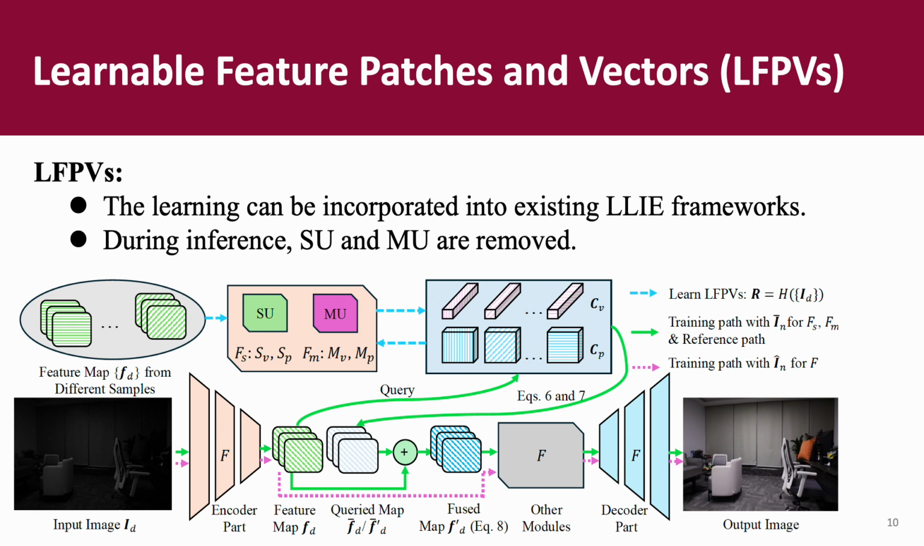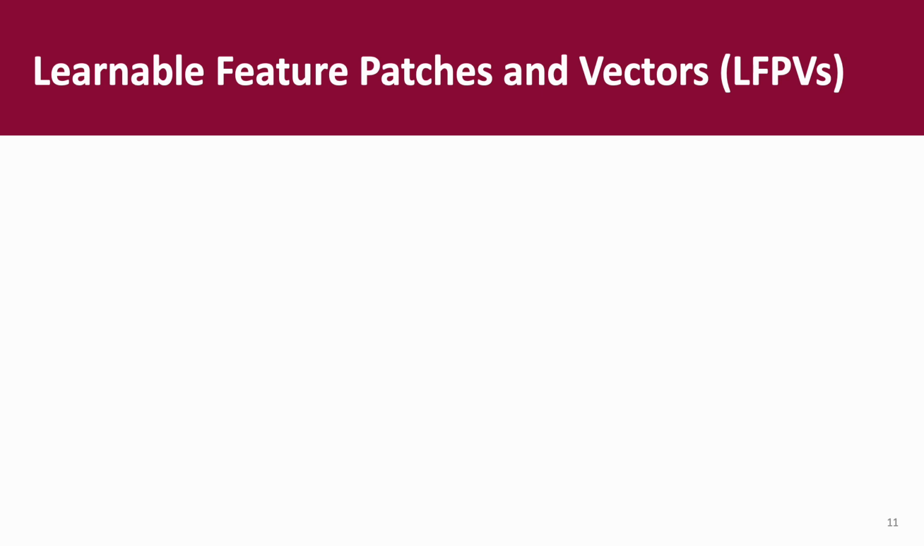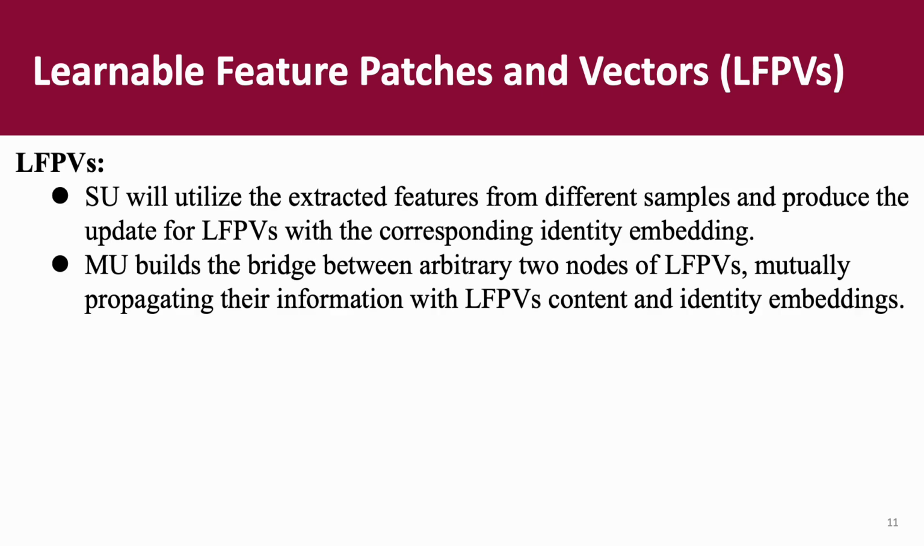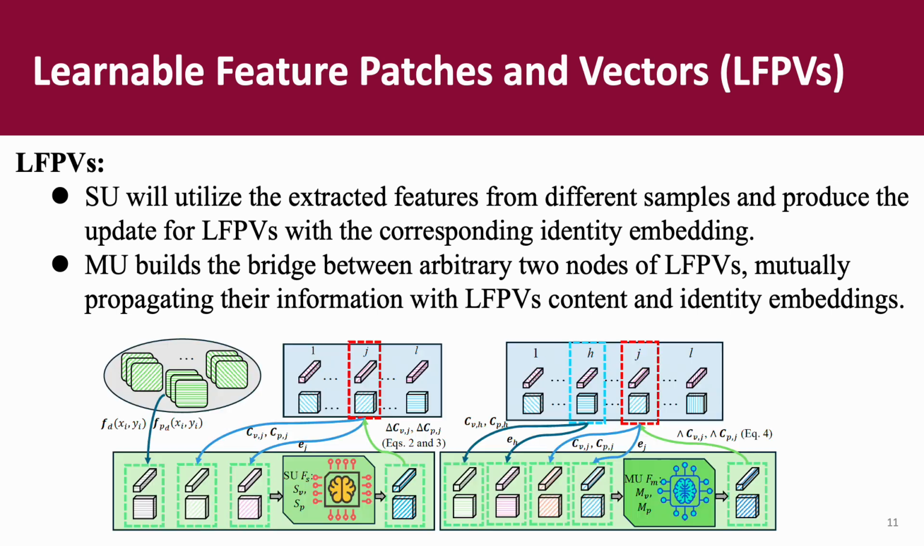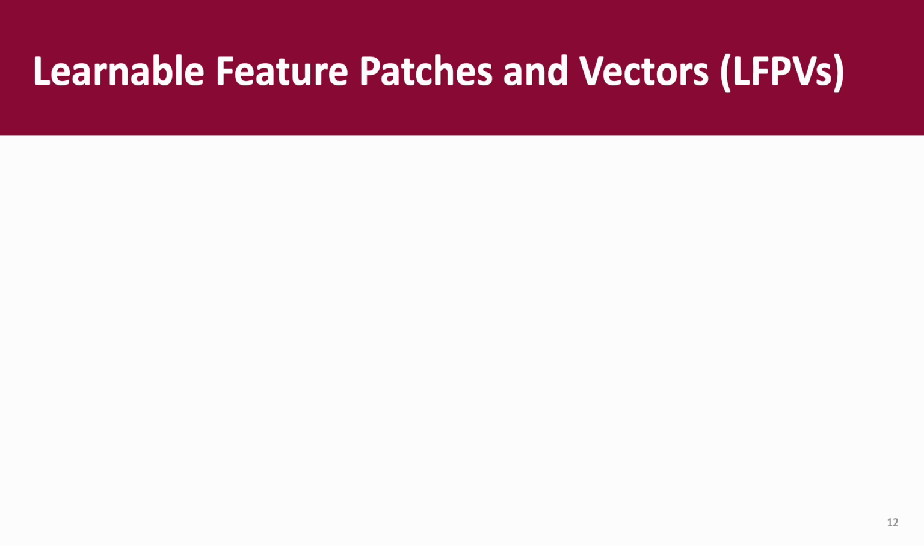During the learning, we consider two types of updaters. The first is the sample updater, which will utilize the extracted features from different samples and produce the update for LFPVs with the corresponding identity embedding. As for the mutual updater, it propagates the information from other vectors and patches in LFPVs to update the current one. We will introduce them in detail.